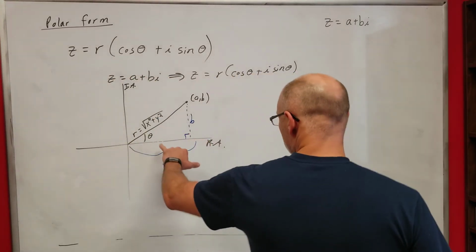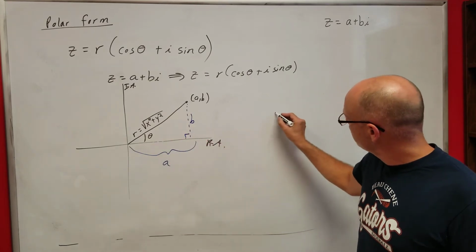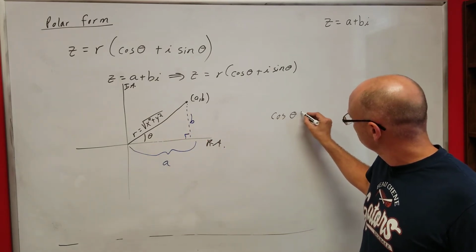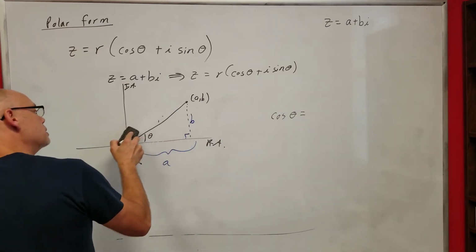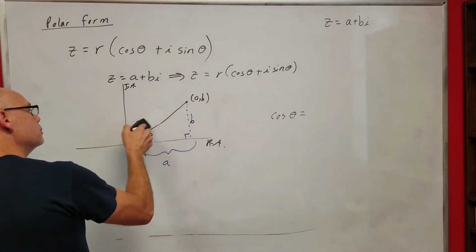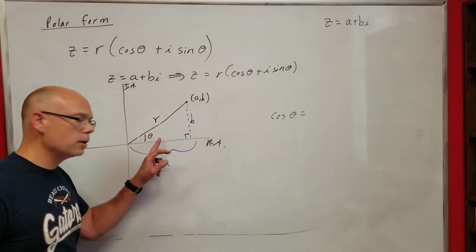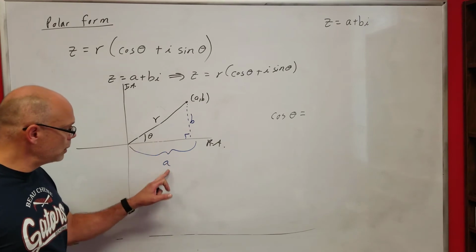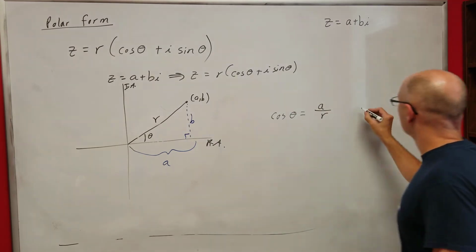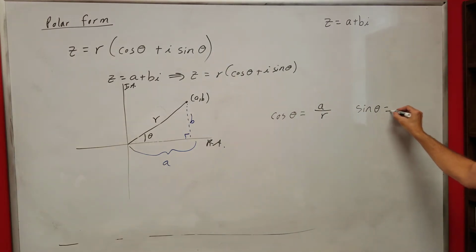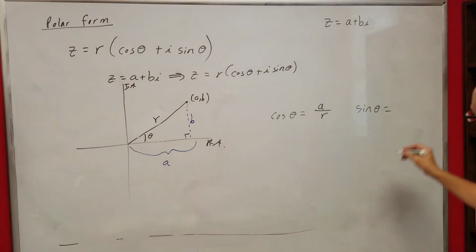All right, so if we look at this triangle right here, what would you say the cosine of theta is? Tell you what, for right now, let's just call this r, just to make it easier to look at, okay? What would you say cosine of theta is? A over r? What would you say your sine of theta is? Angle theta, sine is b over r?